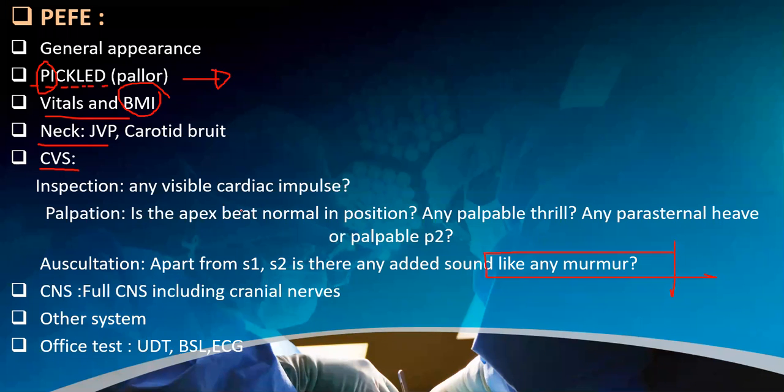And normally others usually don't give you any finding. Parasternal heave, palpable P2, these are mainly for pulmonary hypertension. So usually we don't have any case for that. But as a normal systemic exam, we ask this question. You have to ask it in detail because it's a cardiac case. For your cardiovascular system, you have to ask inspection, palpation, auscultation. But the other systems you will just ask in one go.